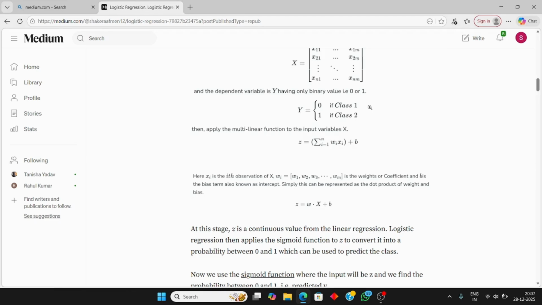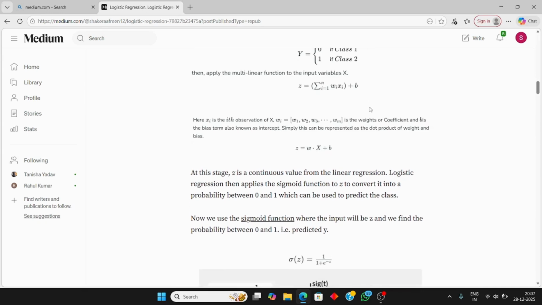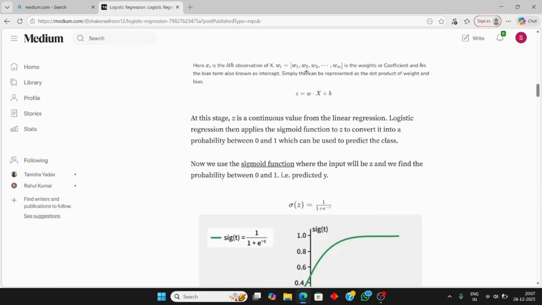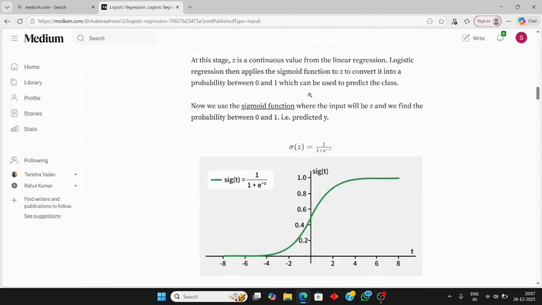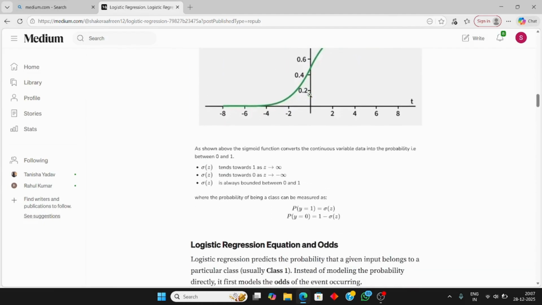Okay, then if we apply a multilinear function for input value x, we will get z equals the summation of wi xi plus b, where xi is the ith observation of x, wi is the weight or the coefficient, and b is the bias term, which is also known as the intercept. We can represent it in this way: z equals w dot x plus b. Okay, here we have the graph for a sigmoid function.